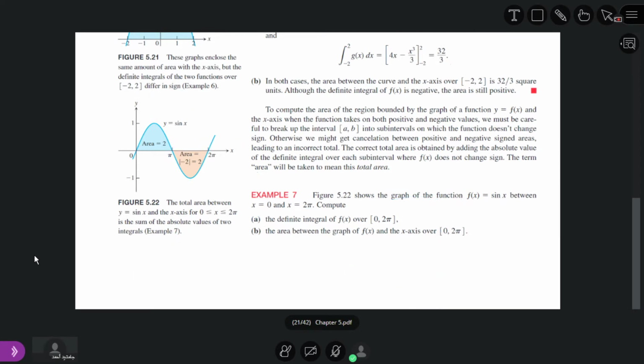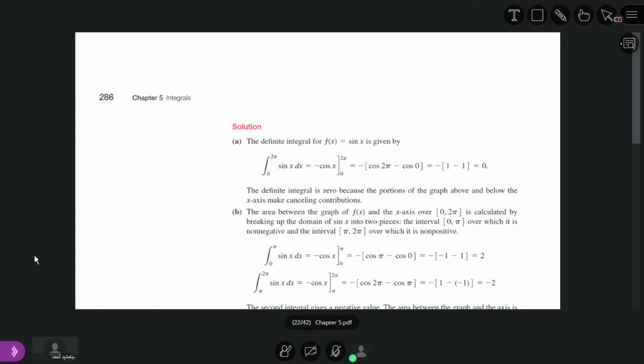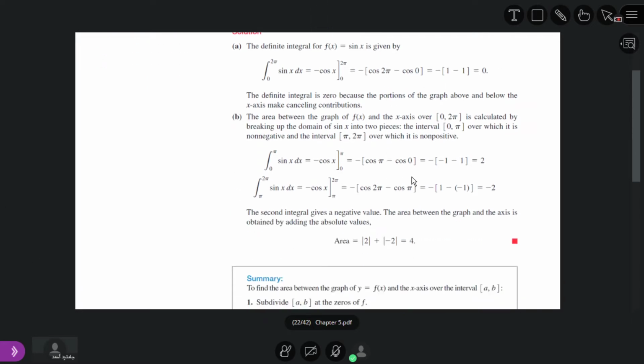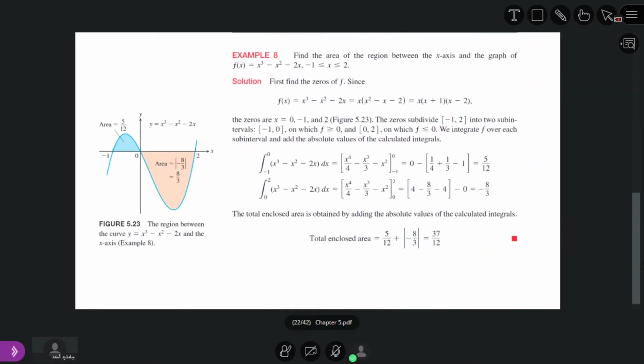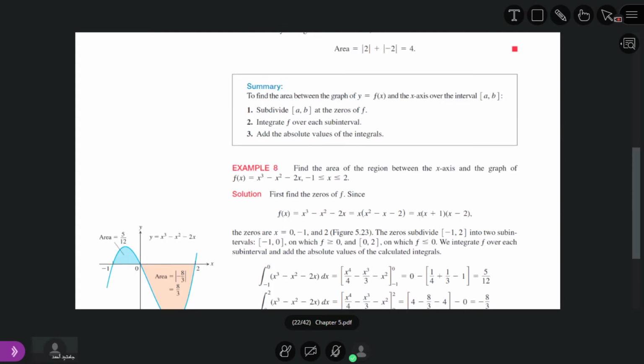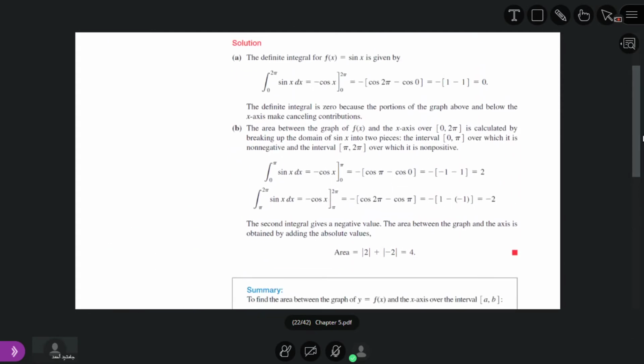So here for the first part, the definite integral of f of x, which is equal to sine x. Sine x is a continuous function between 0 and 2 pi. This function, sine x, is continuous over the interval 0 to 2 pi. So what is now the antiderivative of sine x? Student, what is the antiderivative of sine x?